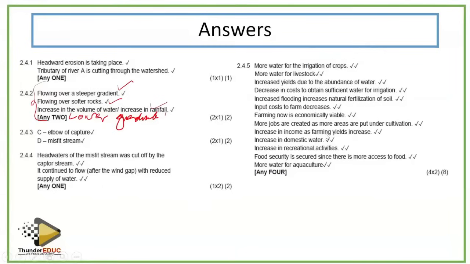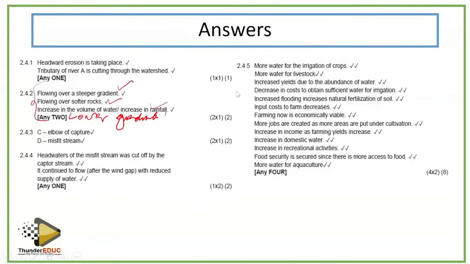So now, what's going to happen to the river? The river is going to have increased volume of water. The river is going to flow faster, increased velocity. The river is going to increase its vertical erosion. Then there's going to be less deposition because the river has got more energy, and its carrying capacity will also increase.